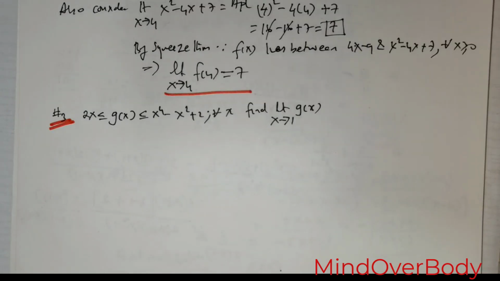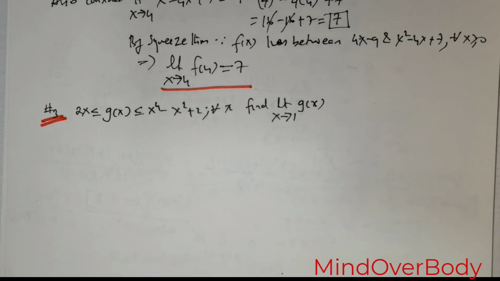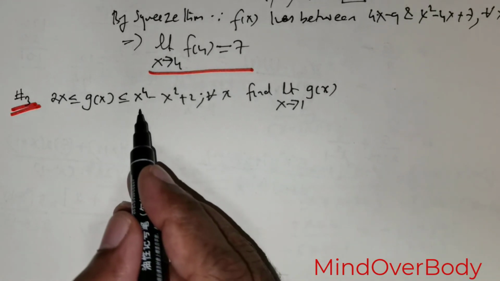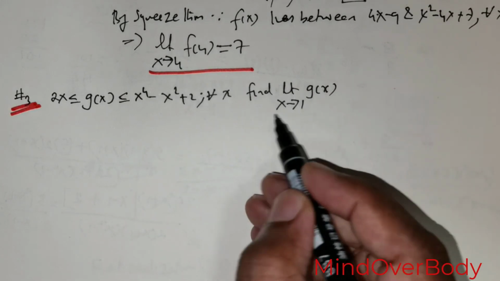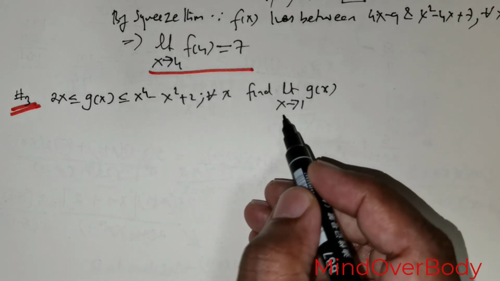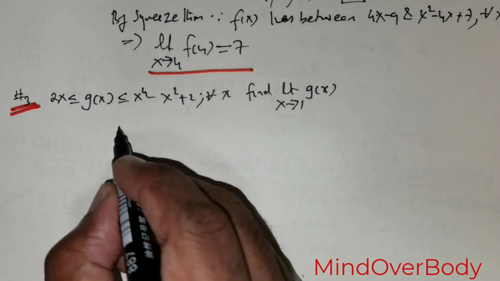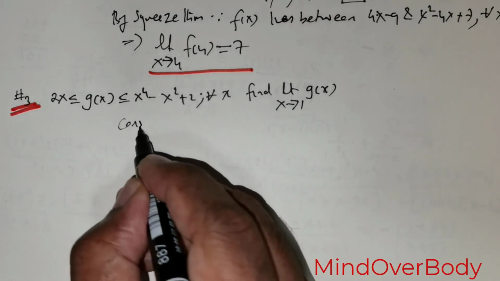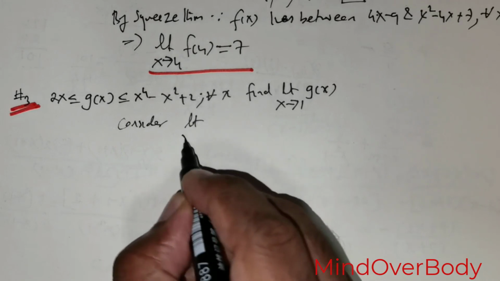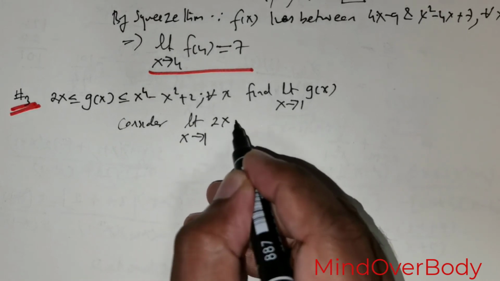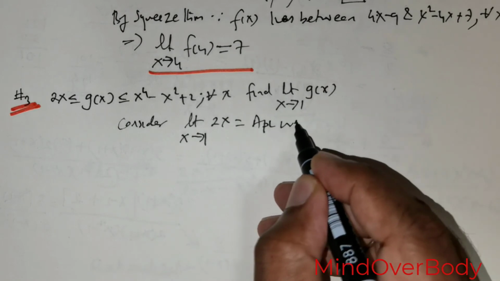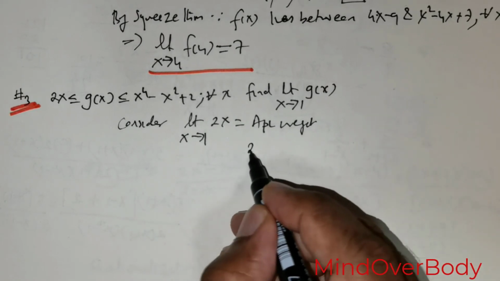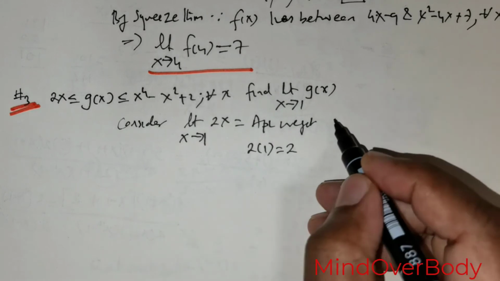So this is the next question, students. Given that g of x lies between 2x and x to the power of 4 minus x squared plus 2 for every x, we are expected to find the limit as x tends to 1 of g of x. Foremost, we are going to consider the limit as x tends to 1 of 2x, which is equal to, applying limits, 2 times 1, which is equal to 2.